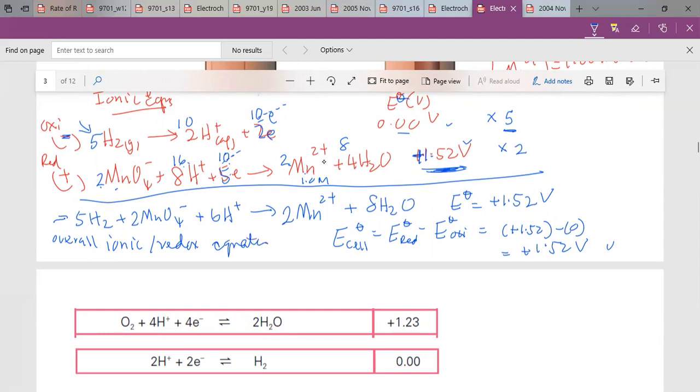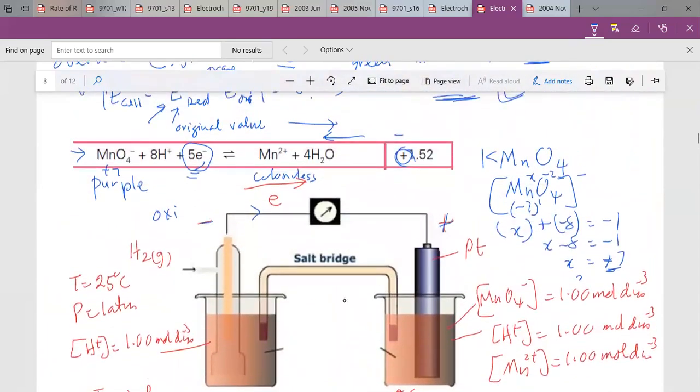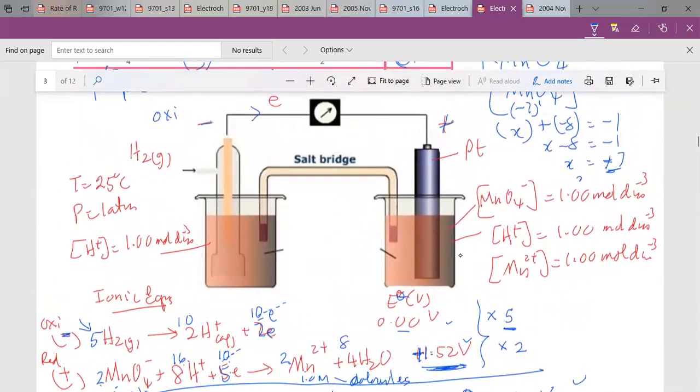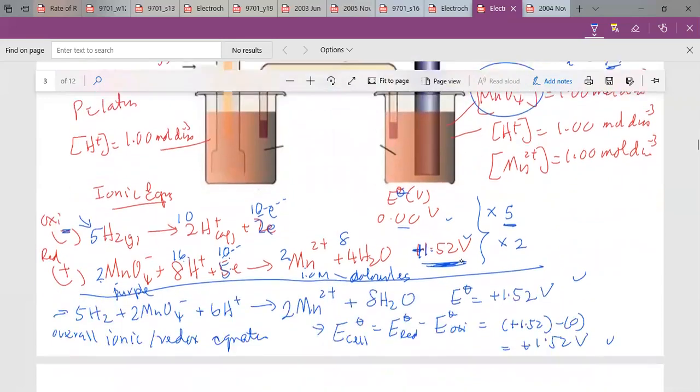You can add up here, here and here, or you can use this equation. I've given you two. A famous one, your purple color. As it goes on, the purple color will be decolorized. This is your colorless. So if you continue operating this system, the concentration of this will decrease. Purple will become colorless as the cell progresses.